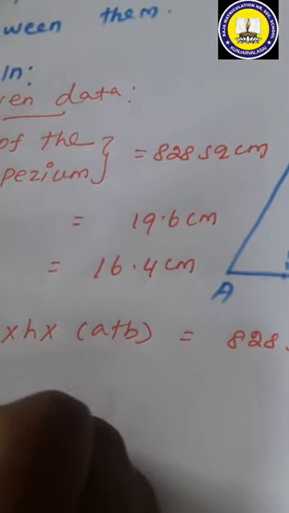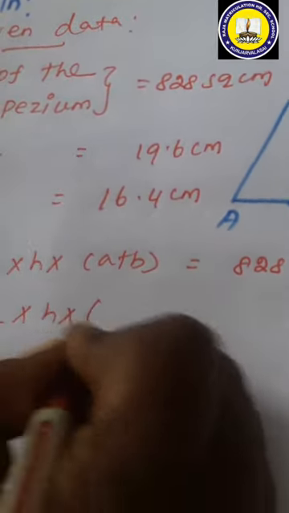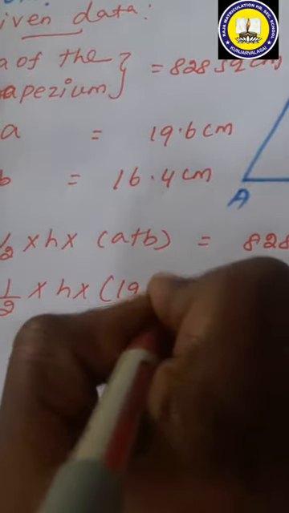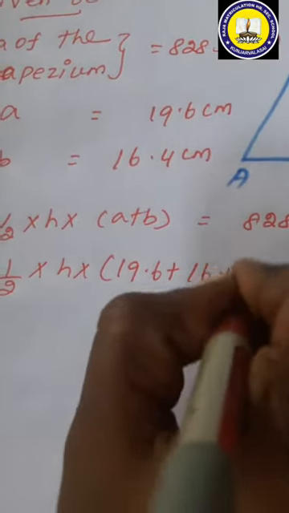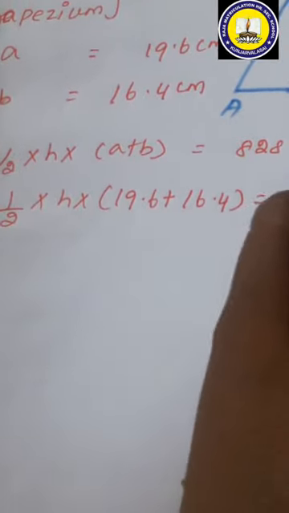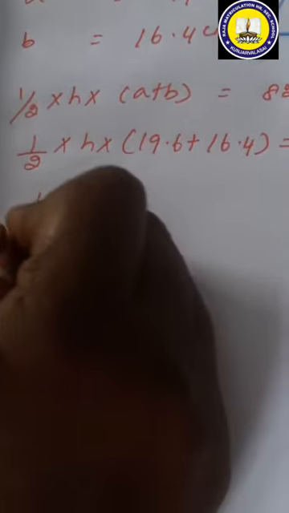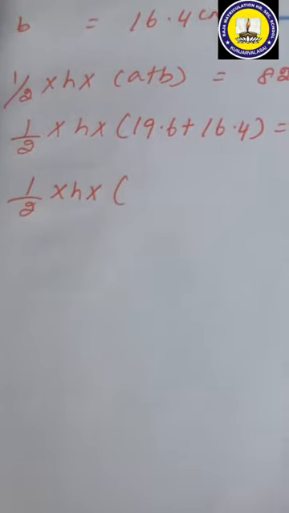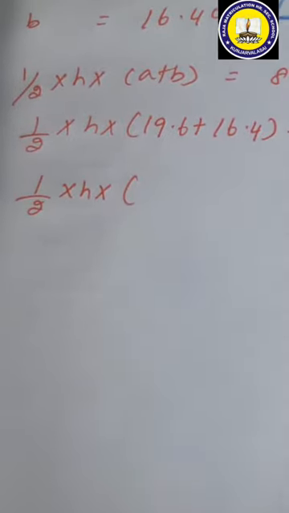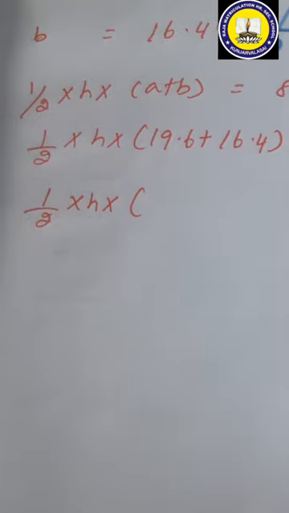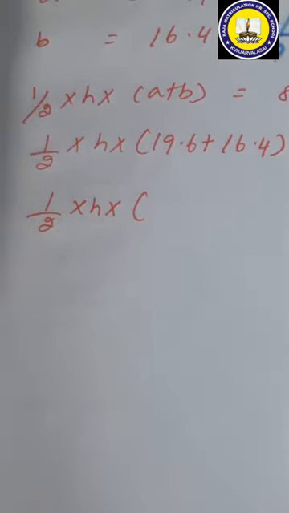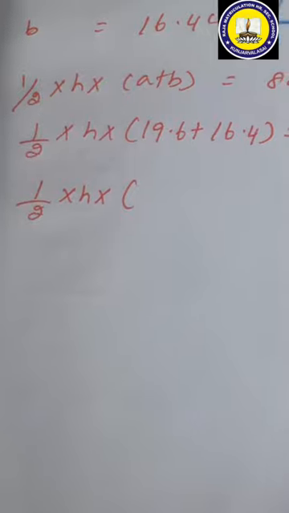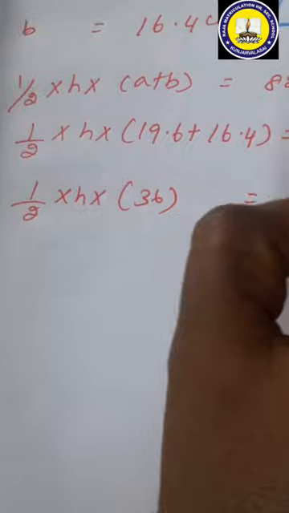Now do the calculation: half into H into the value of A is 19.6 plus the value of B is 16.4 is equal to 828 square centimeter. The next step, half into H into the sum of 19.6 and 16.4, we get the answer. 19.6 and 16.4. Okay, 6 after 4 10, we write 0, the remaining 1. 9 after 1 10, 10 after 6 16, we write 6, the remaining 1. 1 after 1 2, 2 after 1 3. So we get the answer 36, is equal to 828.